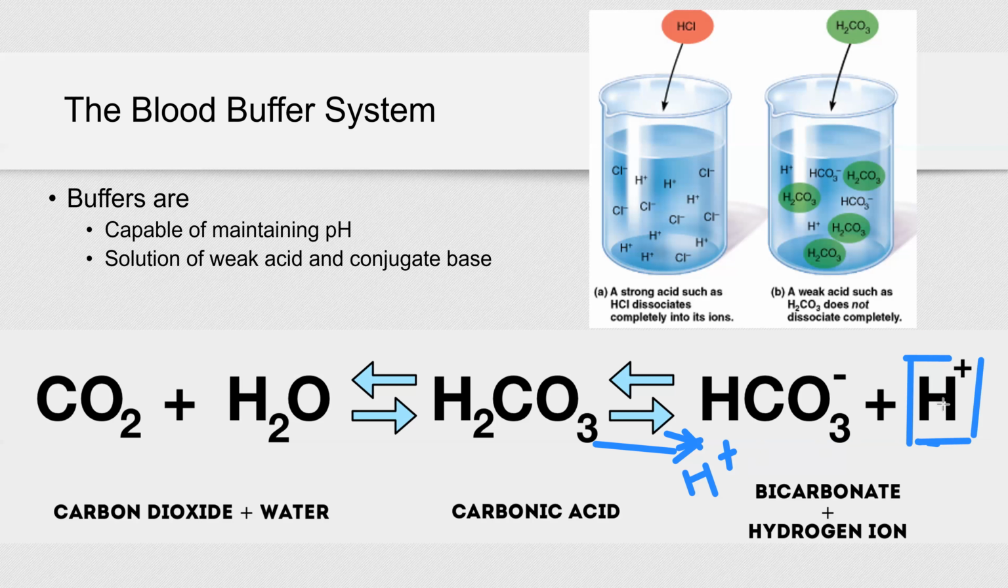So if you have a high concentration of hydrogen ions, right, then the reaction shifts towards carbonic acid. If you don't have enough hydrogen ions, then the reaction will shift towards bicarbonate and hydrogen ions. That makes sense? Hopefully. And of course, now I cannot move to another slide, so I need to stop my recording for a second.